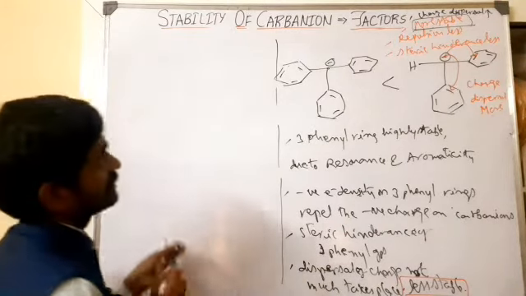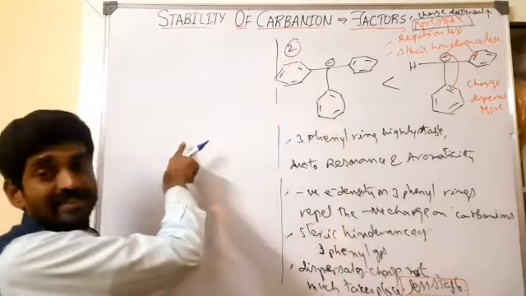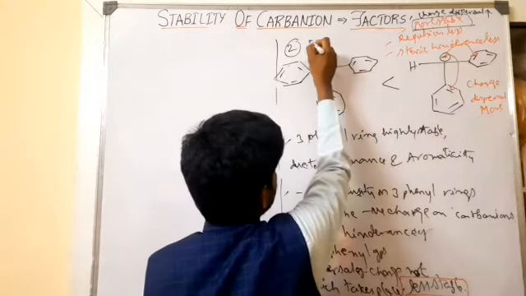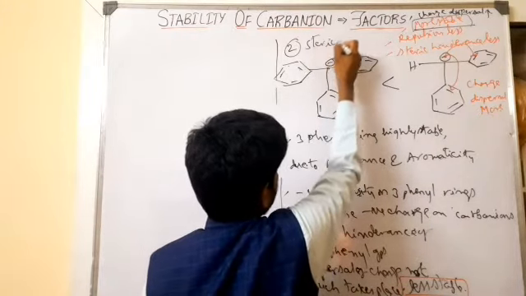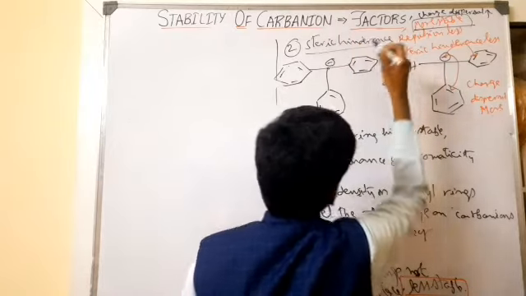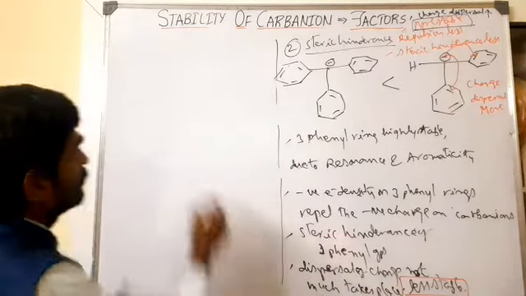Next factor is, so what is the factor here, my dear students? The first factor we did was d-orbital resonance. The second factor in these molecules is steric hindrance. Steric hindrance will decide the stability of the carbanion. Is it clear? Right.